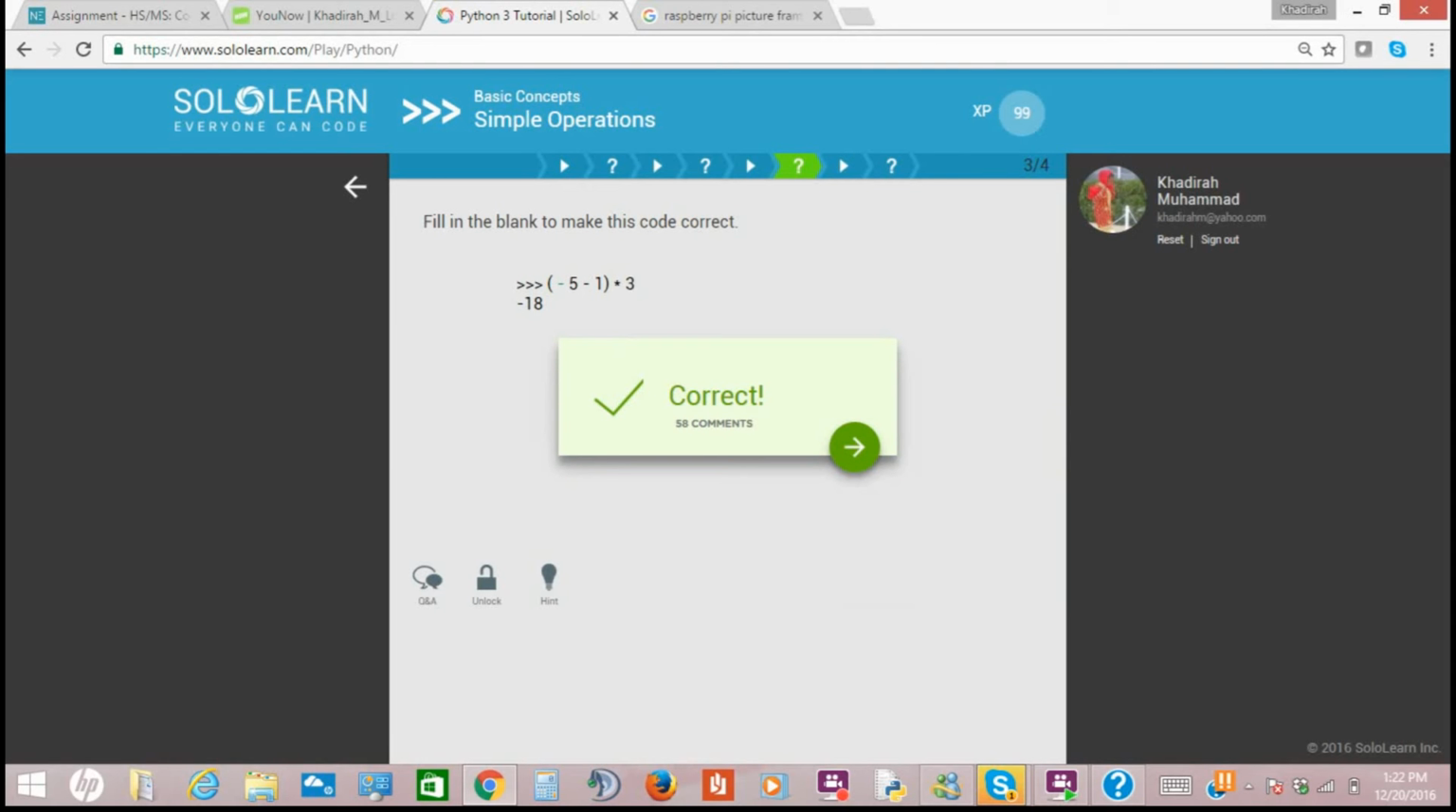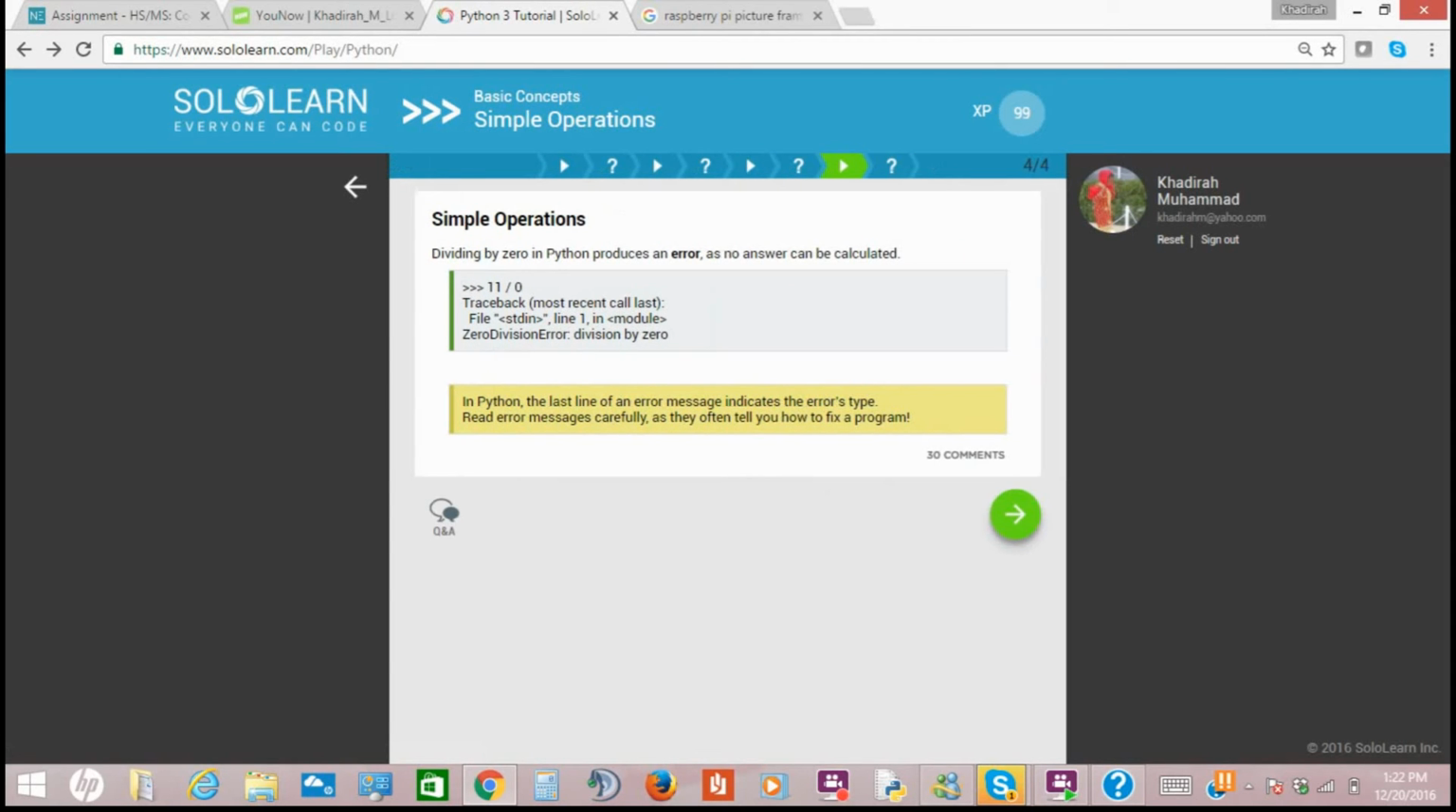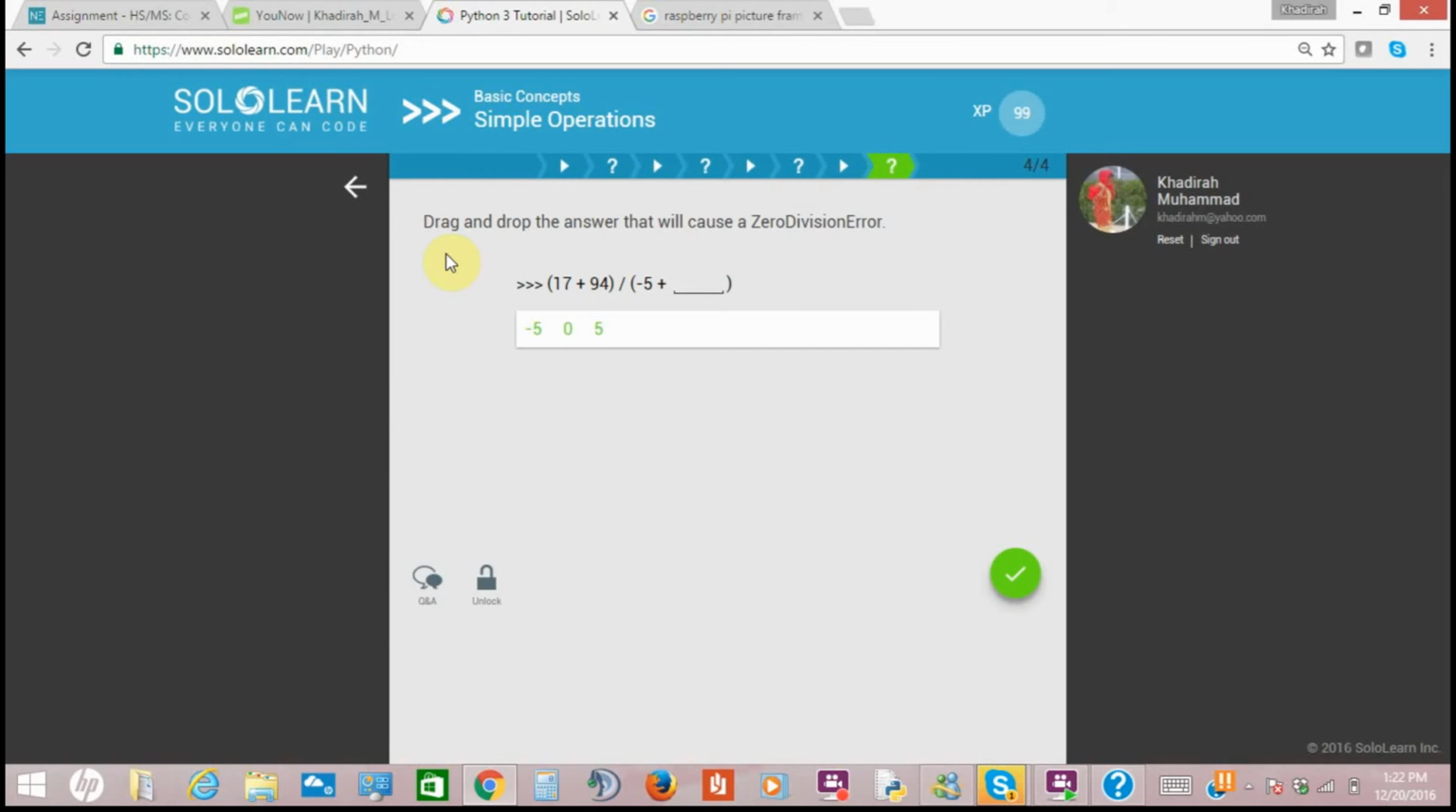Okay. Next and final. Dividing by 0 in Python produces an error, as no answer can be calculated. So in the example, they have 11 divided by 0. So it says traceback, most recent call last. Oh, I can't really read all that, but you all can see the example. Here it is. So let's move on to the last and final question.